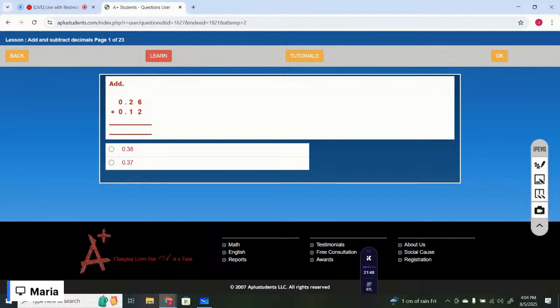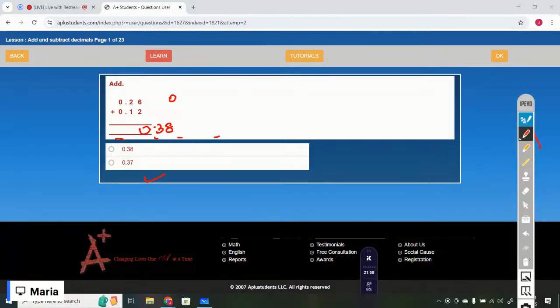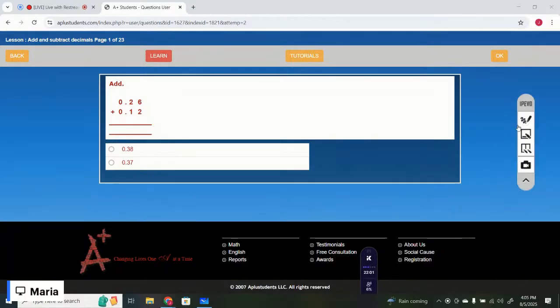Add 0.26 plus 0.12. So that is 0.38. Option number 1 is the correct option, that is 0.38.